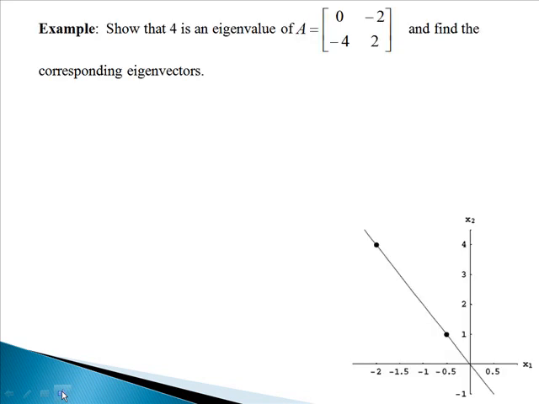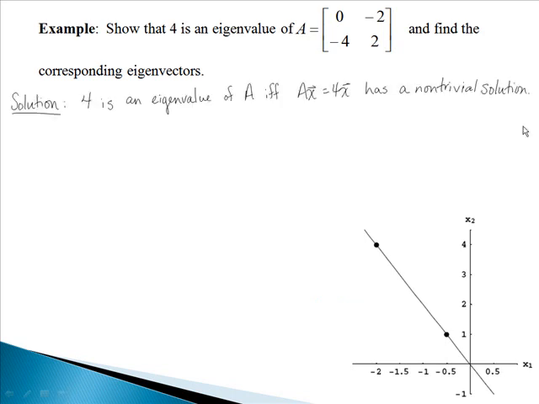In this example, we want to show that 4 is an eigenvalue of our matrix A, and we want to find the corresponding eigenvectors. So 4 is an eigenvalue of A if and only if our equation Ax equals 4x has a non-trivial solution. And we saw in the previous slide how we can solve this, and we end up with (A minus 4I) times x equals 0. So we're checking to see if we have a non-trivial solution to that.